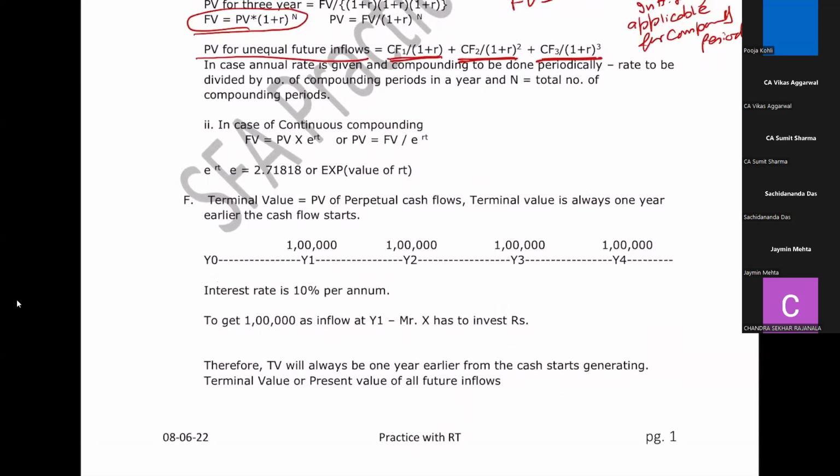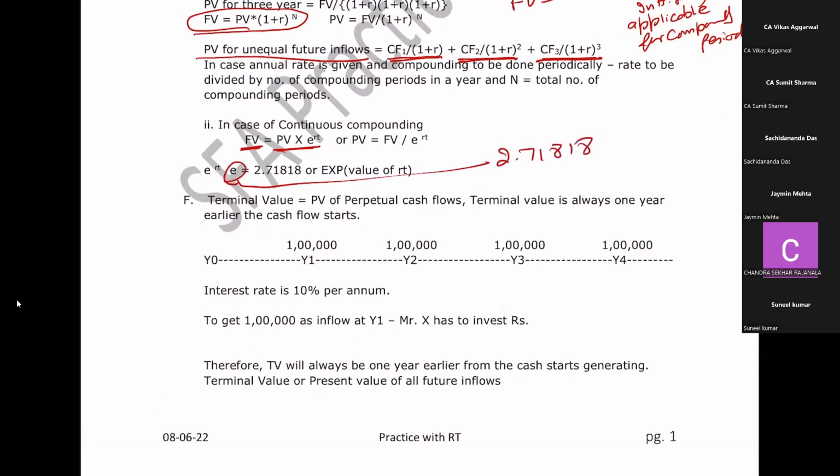In case of continuous compounding, we have to do PV multiplied by e to the power RT. E is basically 2.71828. You have to learn this, or if you forgot, in Excel you can type EXP and you will get e to the power, EXP(RT) within brackets, rate and time.